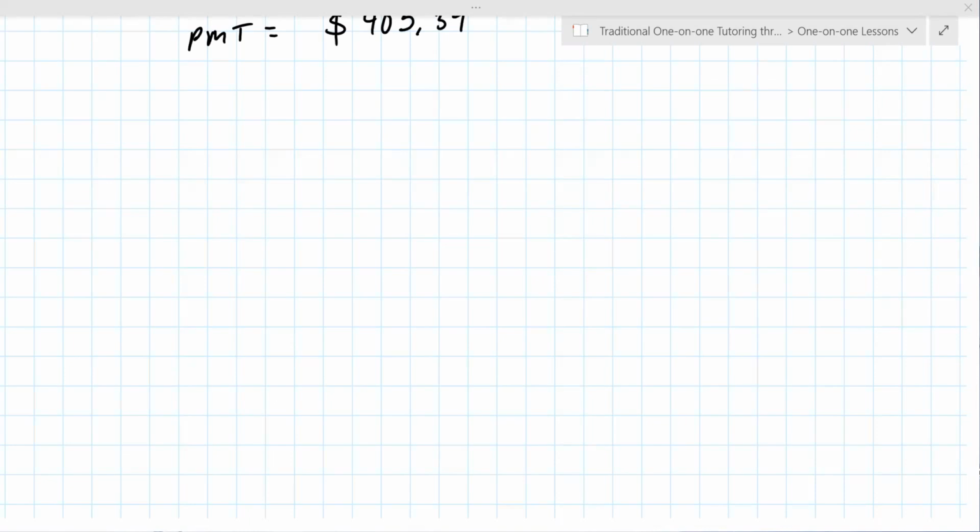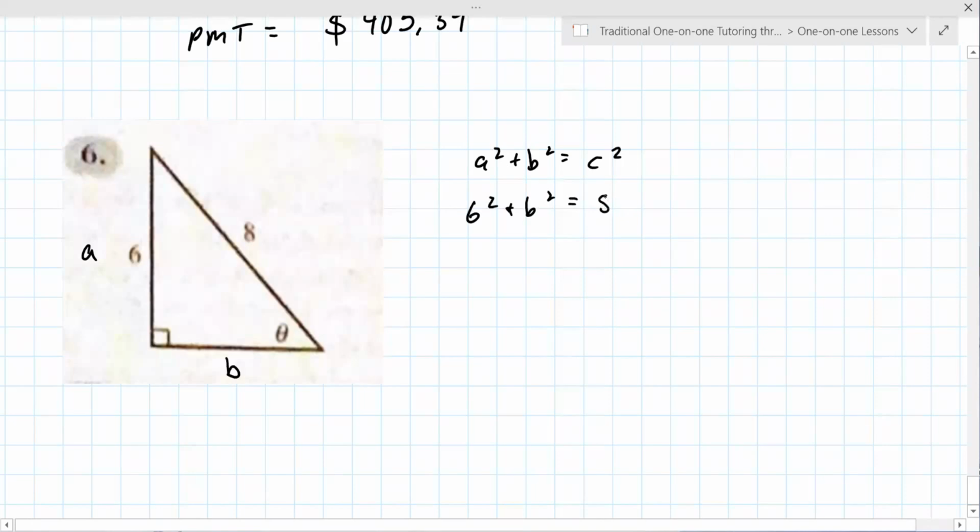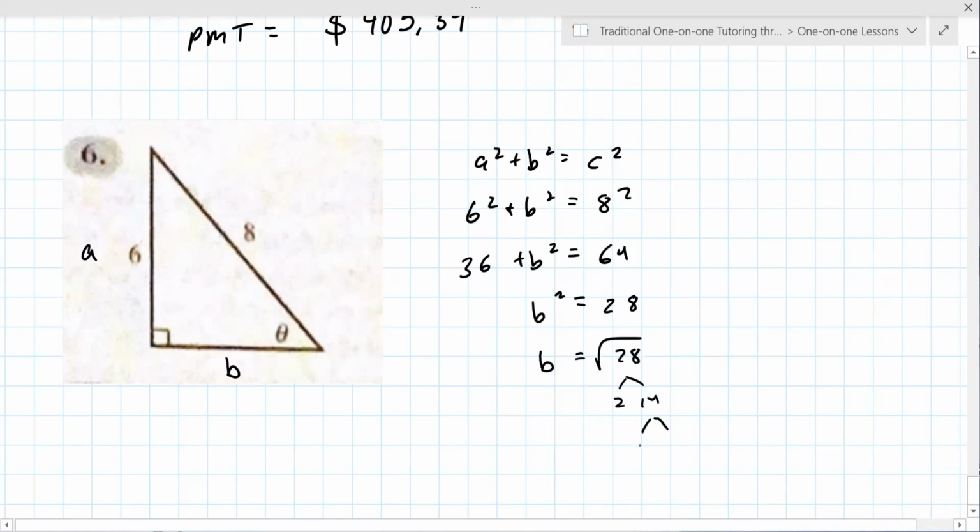Question 6. Yeah, so this is a right triangle, and you always want to find the missing side. So in this case, b is your missing side, and a squared plus b squared equals c squared. So you've got 6 squared plus b squared equals 8 squared. 36 plus b squared equals 64. b squared equals 28. So you take the square root of both sides. 28 reduces to 2 square root 7. You do want that reduced form there, but that's not the problem.